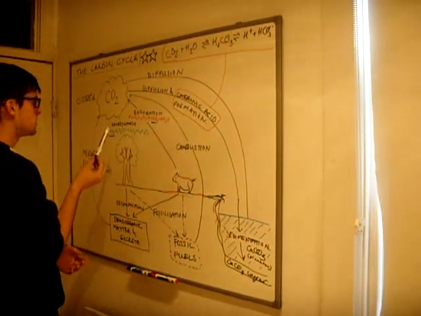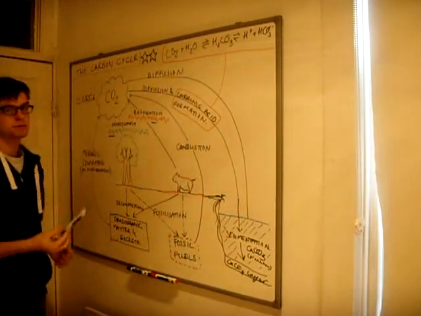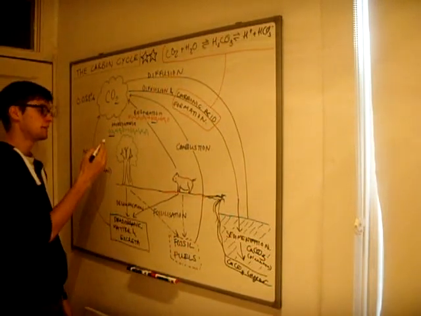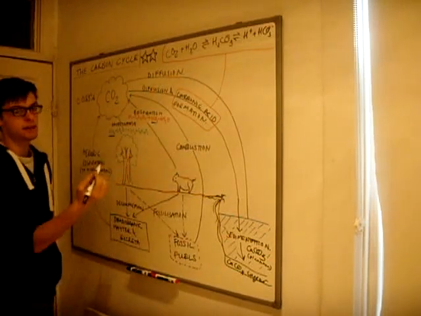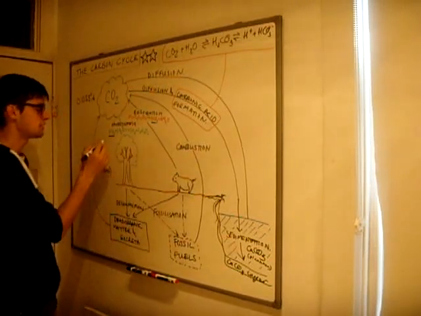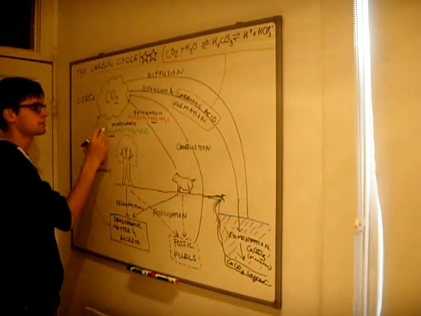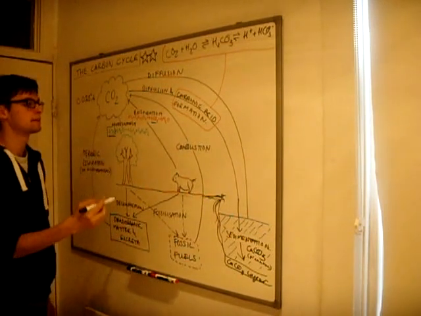And CO2 is transferred to plants by photosynthesis, which is the famous equation 6CO2 plus 6H2O makes 6O2 plus C6H12O6. And obviously the carbon in that equation is the 6CO2, which is going into the plant.